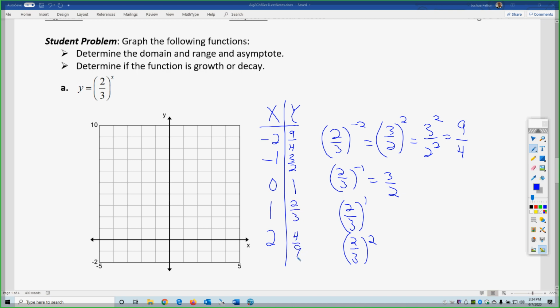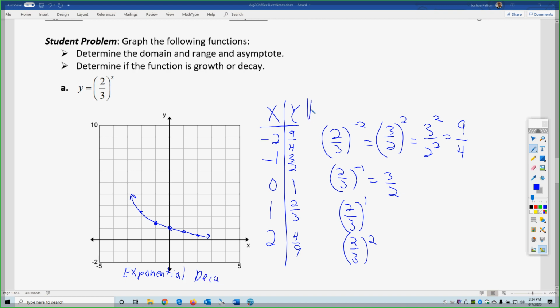Okay, so at -2, I'm at about 2 1/4. And at -1, about 1 1/2. I'm at 1. I'm at 2/3. I'm at 4/9. So going down ever so slightly when I read this left to right. So this is exponential. This is the type of function.